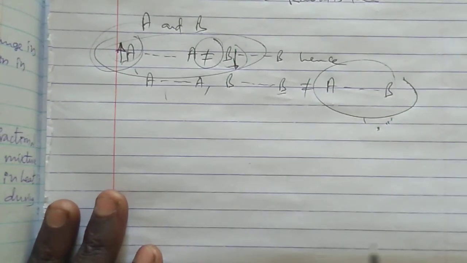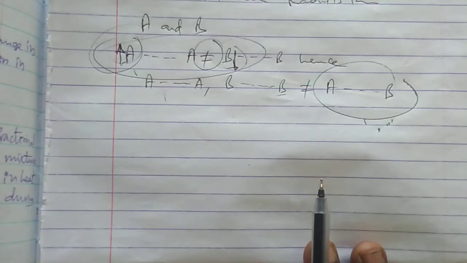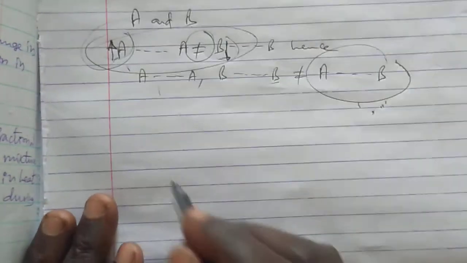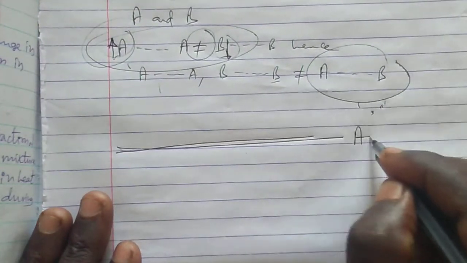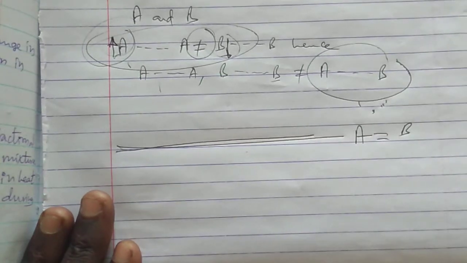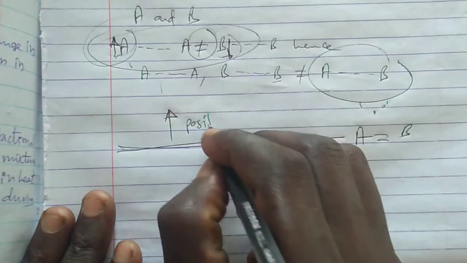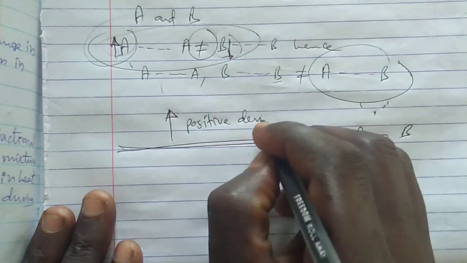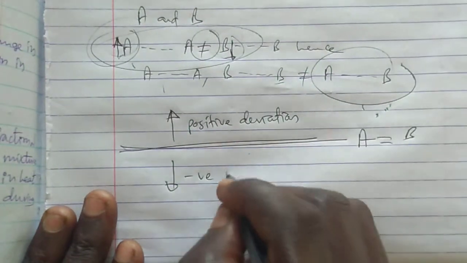So non-ideal solutions have either positive or negative deviation from ideal behavior. When we call it ideal, it means it follows a certain guideline: the intermolecular force of attraction of A is equal to that of B. But in a non-ideal solution, it can be either positive deviation or negative deviation.